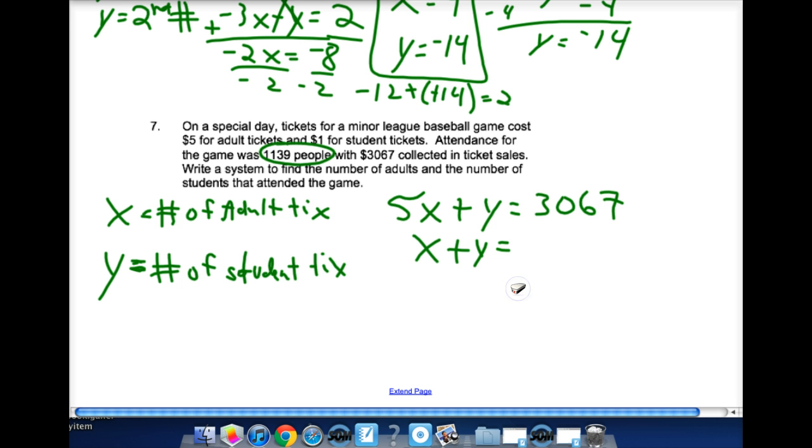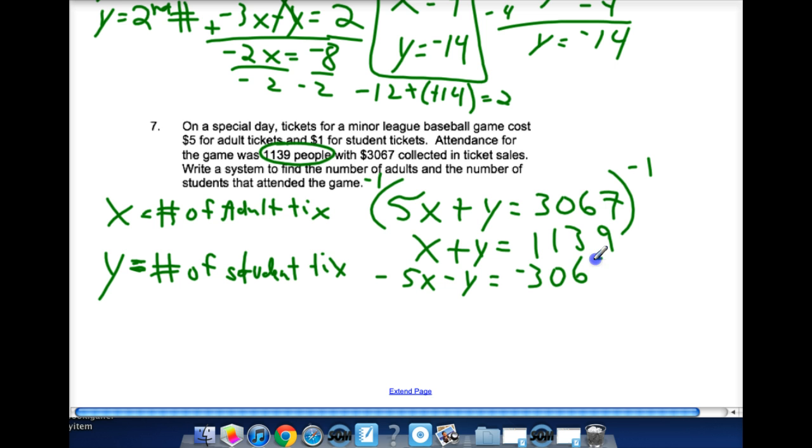Wait, where's the elimination? Good question. Is there an opposite amount of x's or y's? Multiply. I'm going to take the top equation because we got the same amount of y's. So we want the opposite amount of them. So distribute a -1: negative 4x minus y equals negative 3,067.